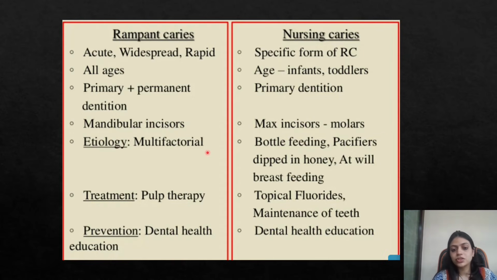Etiology is multifactorial. This is mainly because of the bottle feeding habit, pacifiers dipped in honey or other sweeteners, or at will breastfeeding. So it is related to nursing and feeding practices, therefore the terminology nursing caries. Then treatment, pulp therapy. Here the treatment approach is basically more preventive. Topical fluorides, maintenance of the teeth, and dental health education are required in both of these to prevent these diseases from occurring.